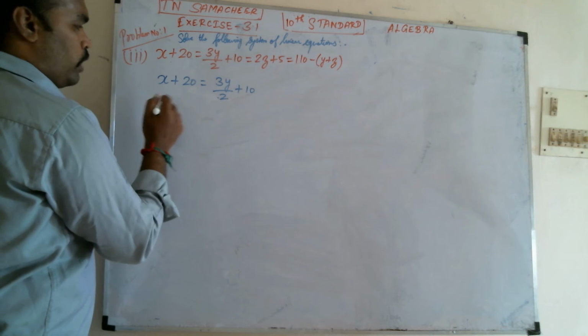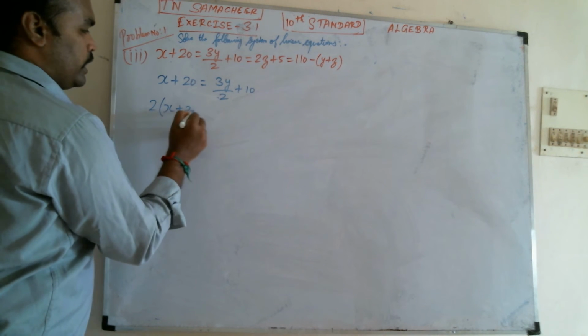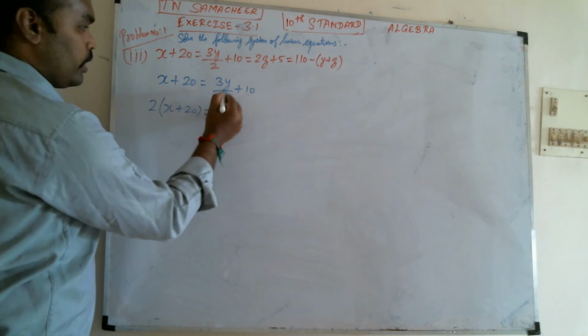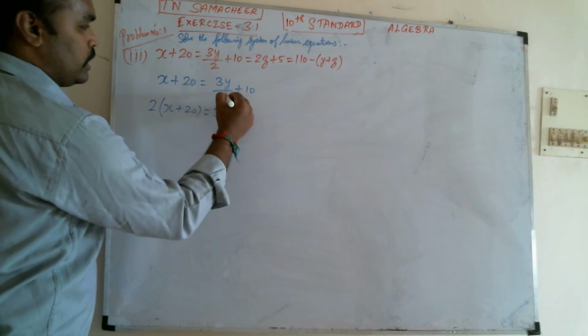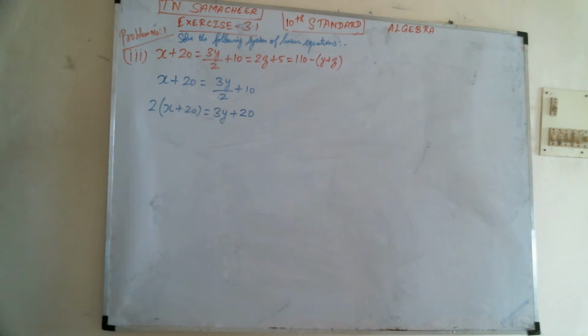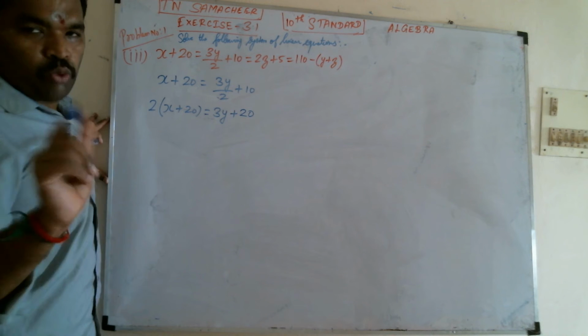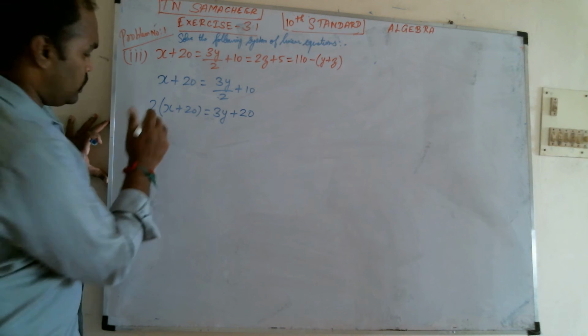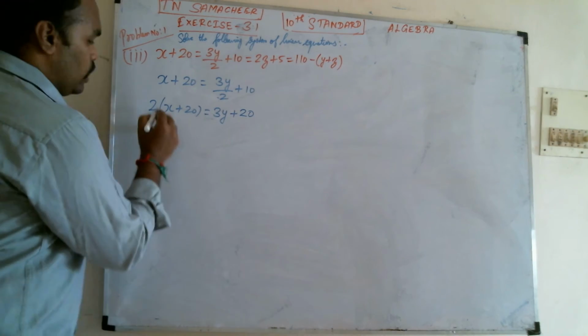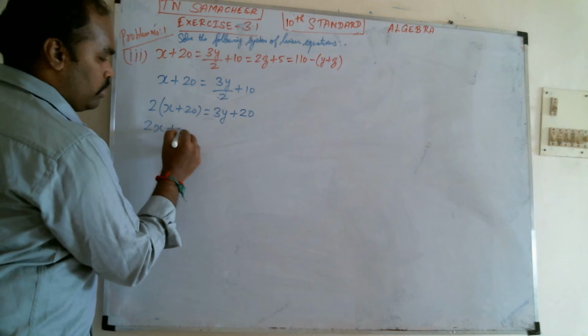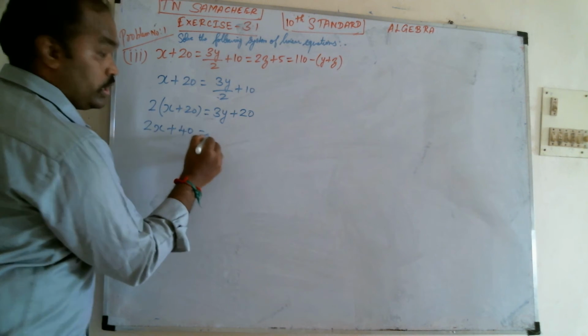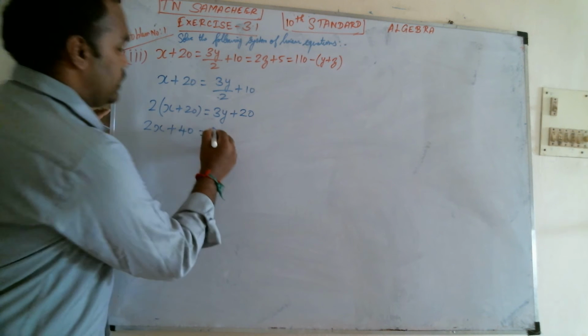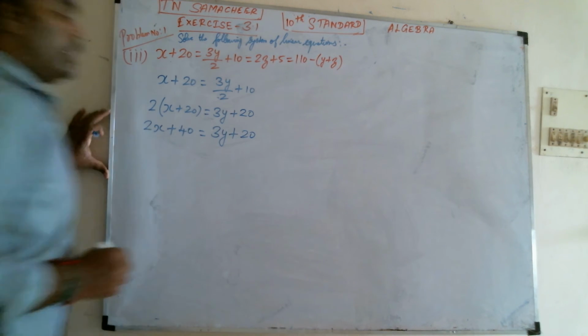So in this case, how are we going to do it? 2 into x plus 20 equal to 3y plus 2 into 10, 20. 2 multiplied by 10, 20. So now, 2 multiplied by x is 2x. Then next, 2 into 20, 2 2s are 4, 2 into 0, 0, so 40. The next, 3y plus 20.